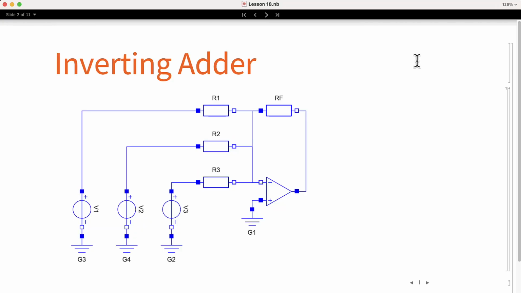If you observe it carefully, you will notice that it looks like an inverting amplifier but with more resistors at the input. The circuit is indeed an inverting amplifier, but thanks to the behavior of the circuit, it can be used to add voltages. And because it is an inverting amplifier, the output is expected to change sign. We will analyze the circuit in order to understand how it works.